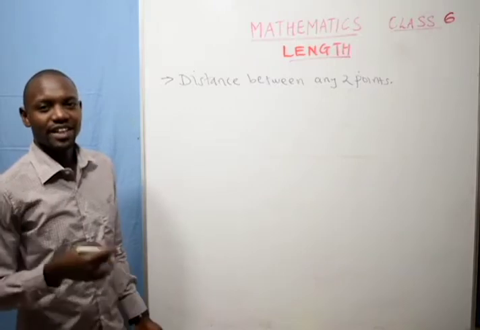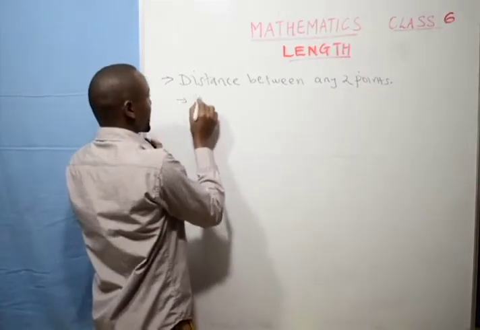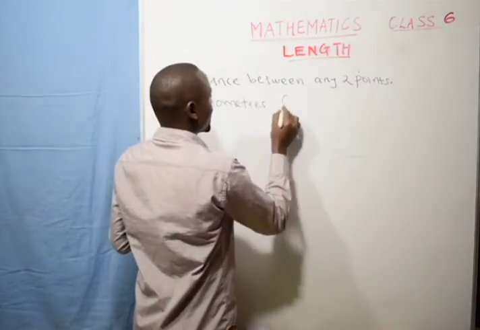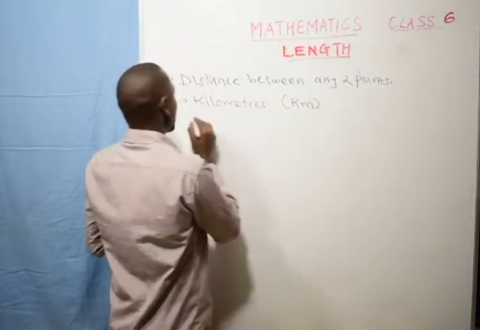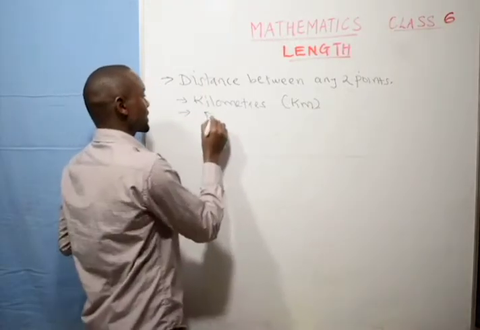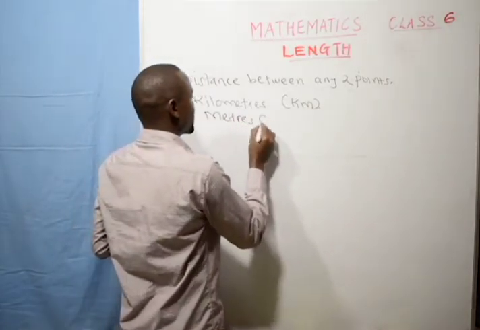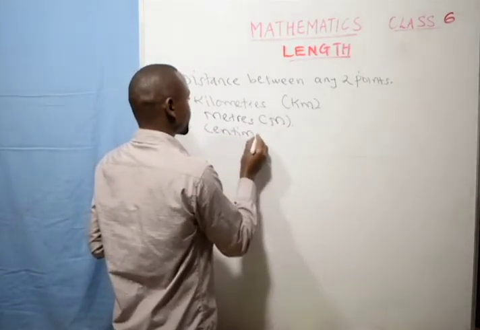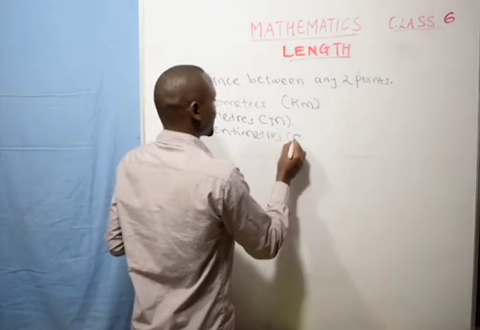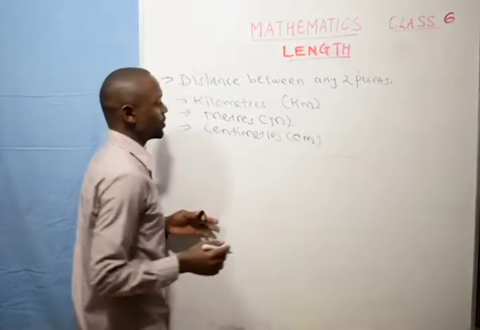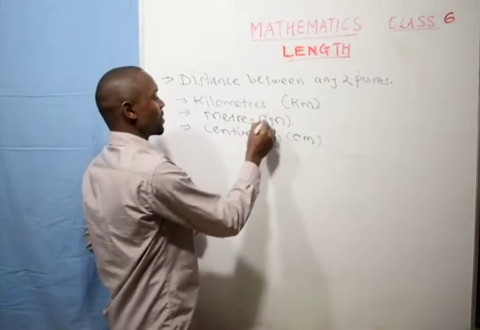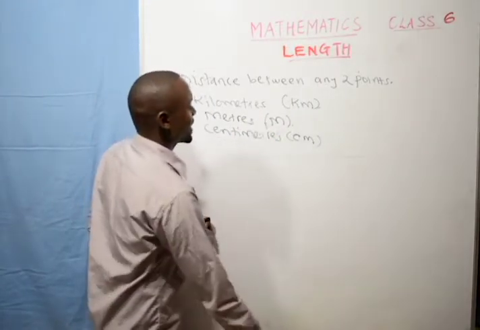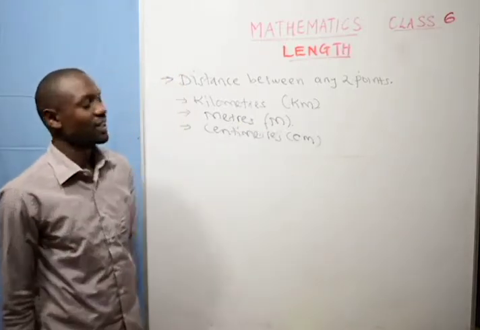Length is given in kilometers. Kilometers is the largest unit of length, which is written as km. Length is also given in meters, that is m, or centimeters, that is cm. Those are the basic units of measuring length. Length is given either in meters, kilometers, or centimeters.